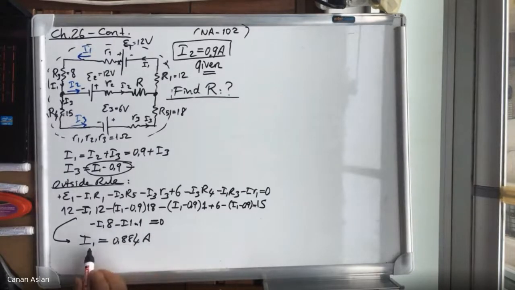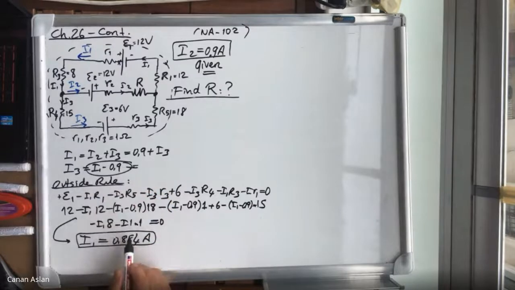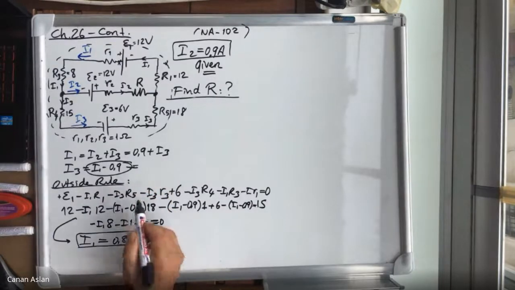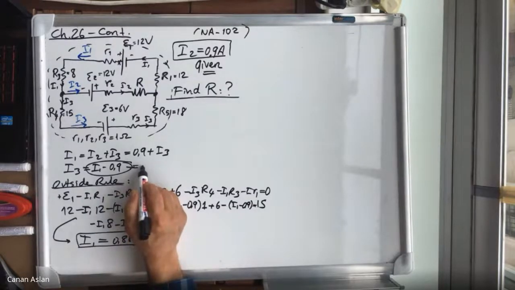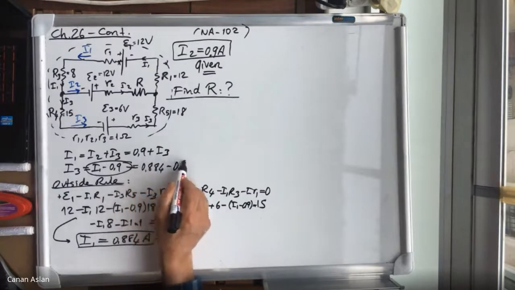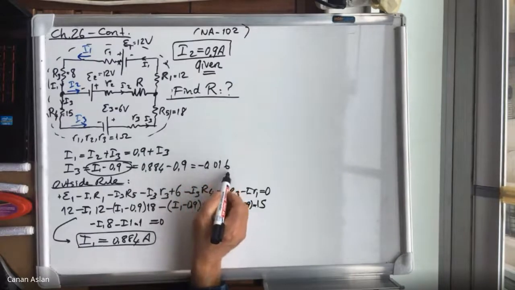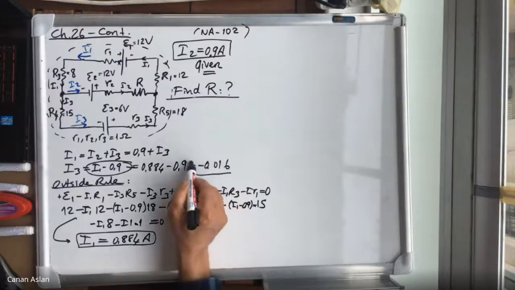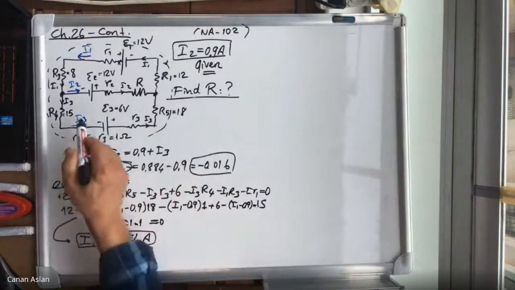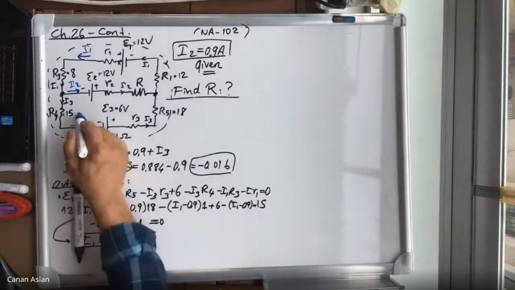And once you solved it, you can find I3 by just subtracting 0.9 from this number, which you will see that it will be negative, okay? So it's 0.884 minus 0.9, which gives you minus 0.016. So from this, we understand that the given direction of I3 is wrong, so it should be in the opposite direction.